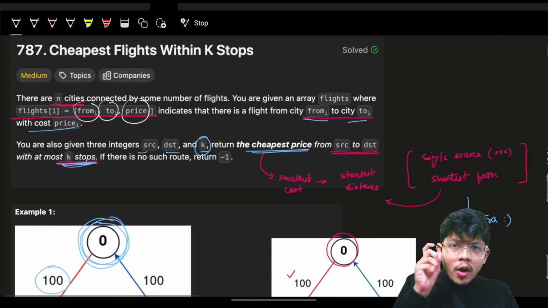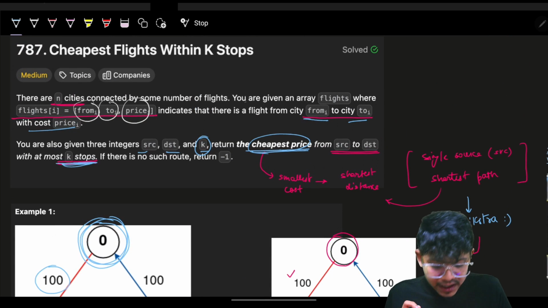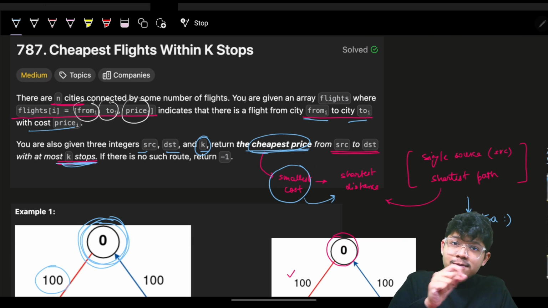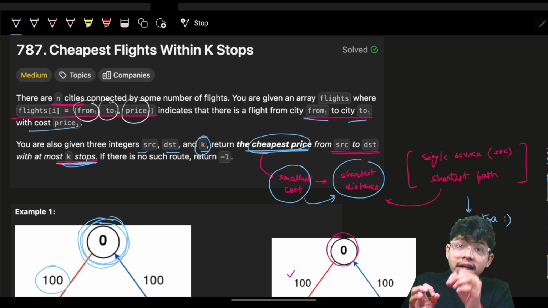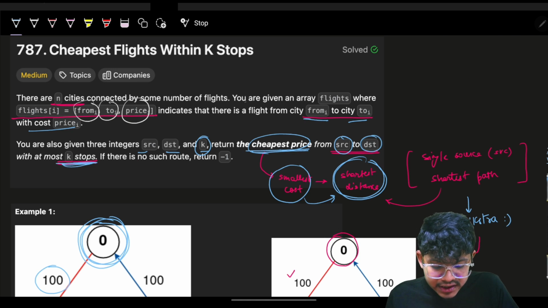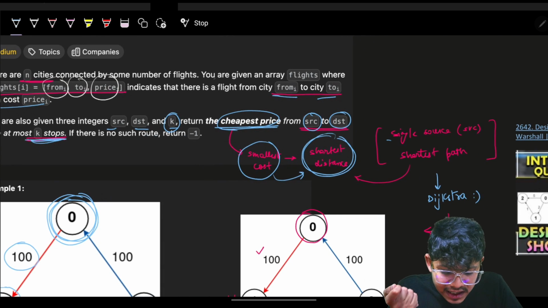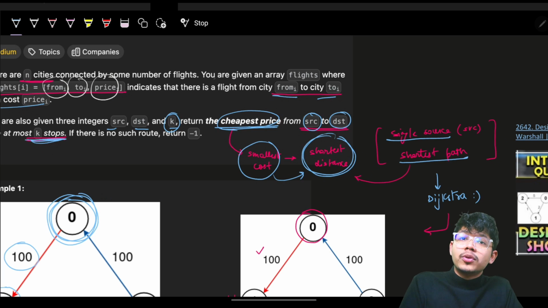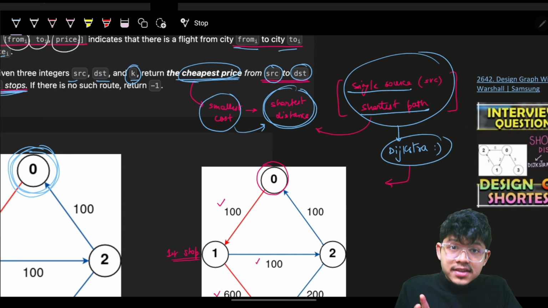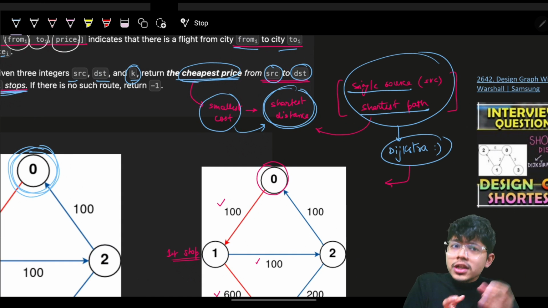So the first obvious thing is that the cheapest price is the smallest cost. Smallest cost, I can represent the same thing as smallest distance, right? I'm just trying to relate it with what you know. So smallest distance from source to destination is nothing but a single source shortest path problem. Now, as soon as you saw this, you can apply simple Dijkstra's, which you had been learning so far, right?